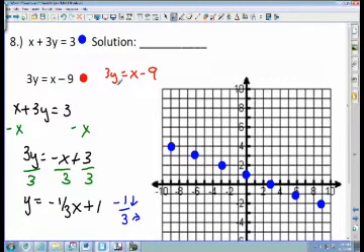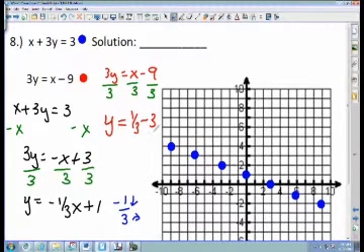I need to solve for y. Divide by 3. Okay, so I get y equals, now what is x divided by 3? It is 1/3 x. And then -9 divided by 3 is -3. Now some people, oh, I didn't put my x on there, did I? Golly gee willikers. Okay.